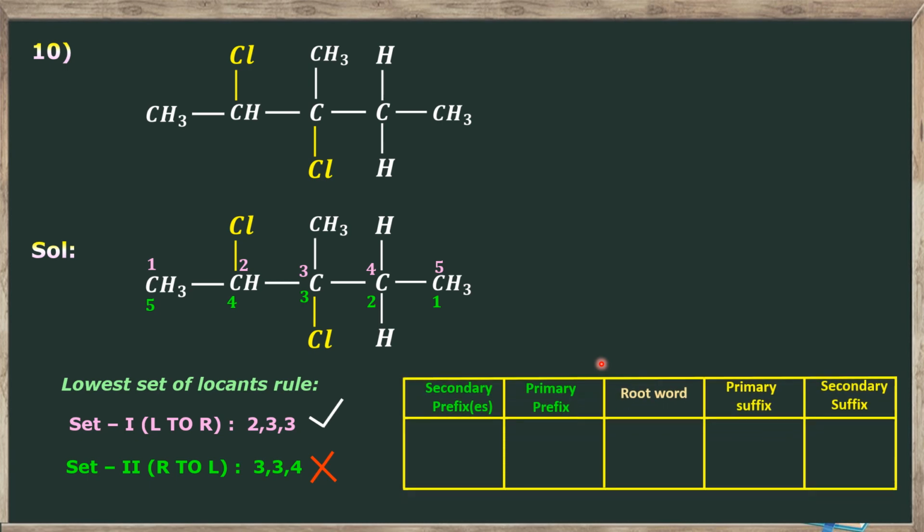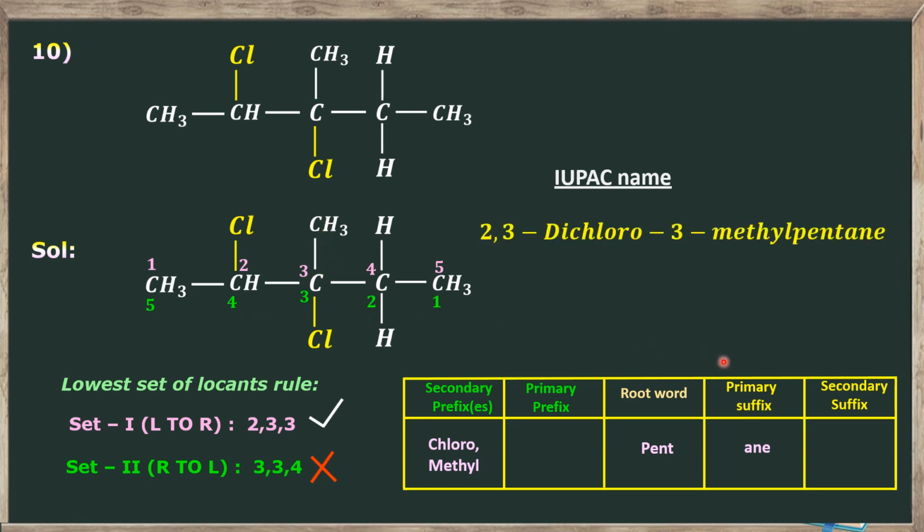Okay, root word, see here, pent. And primary suffix is -ene. Secondary prefixes: there are two, chloro and methyl. For the IUPAC name, we have to write the substituents as per alphabetical order. So chloro comes first, methyl comes later. So 2,3-dichloro-3-methylpentene.